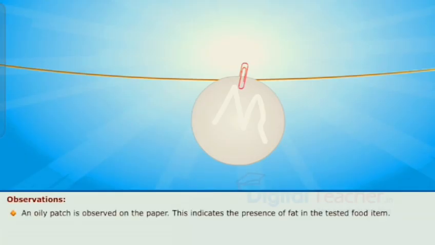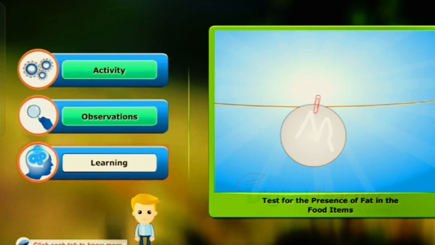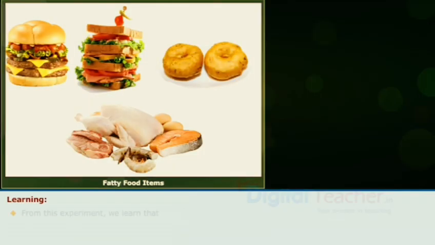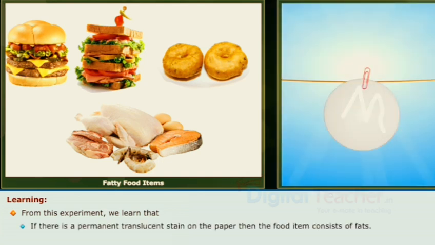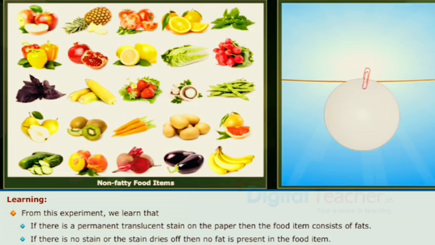An oily patch is observed on the paper. This indicates the presence of fat in the tested food item. This type of stain is termed as translucent stain. From this experiment, we learned that if there is a permanent translucent stain on the paper, then the food item consists of fats. If there is no stain or the stain dries off, then no fat is present in the food item.